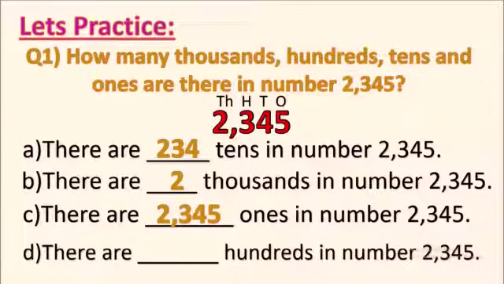There are dash hundreds in number 2345. So we just have to take these two digits, that's the thousands and the hundreds. We have to stop at the hundreds place. As I told you, we will be taking the digits till hundreds place only. So our answer will be 23 hundreds are there in number 2345.